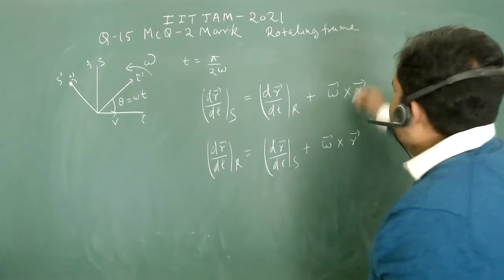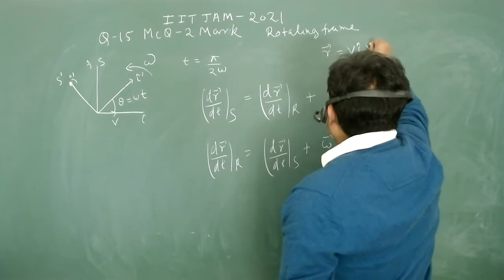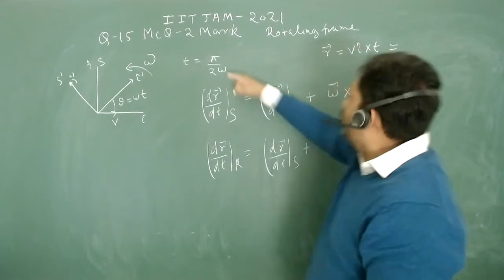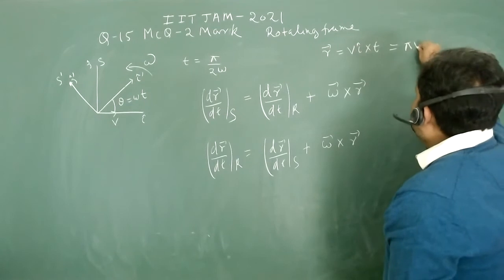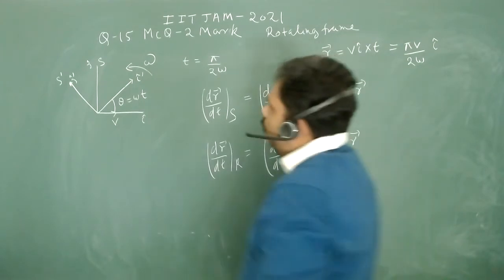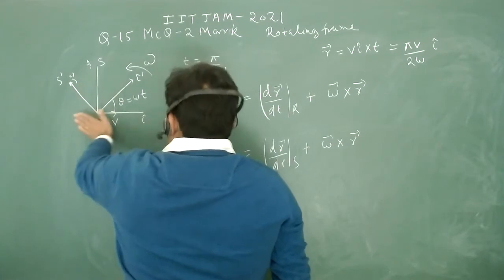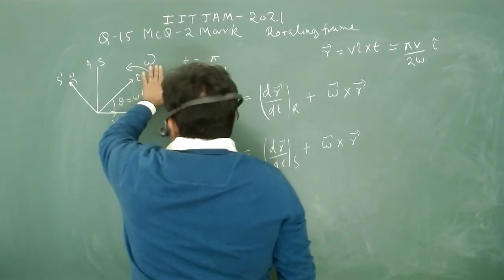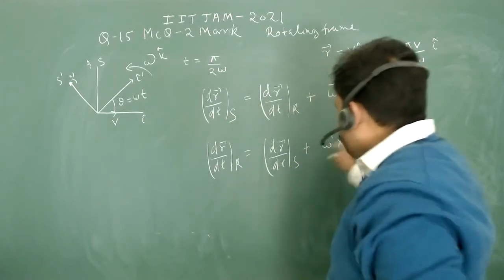Now, what is r? r is nothing but v i cap into t. So we can easily write that at time t equal to pi upon 2 omega, the value of r is equal to pi v upon 2 omega in the i cap direction. And what is the direction of omega? Obviously, the motion is in the xy plane, with x direction and y direction, so omega has direction in the k cap direction.